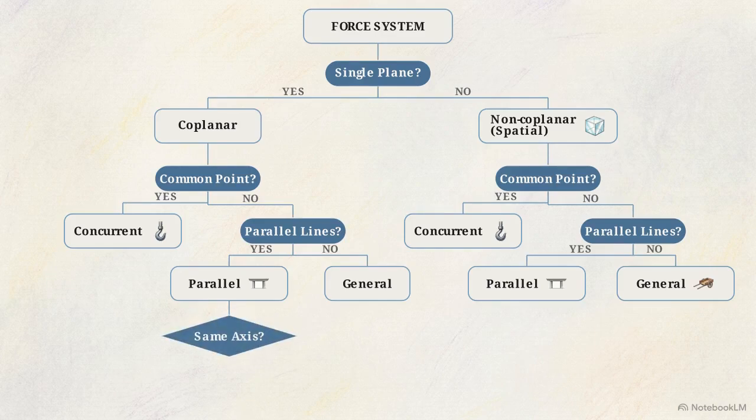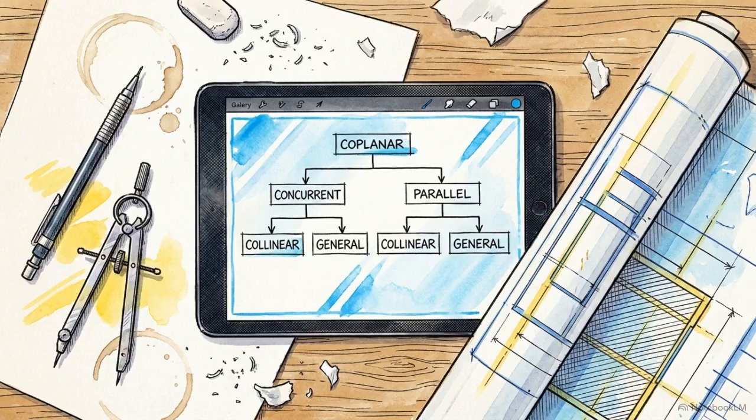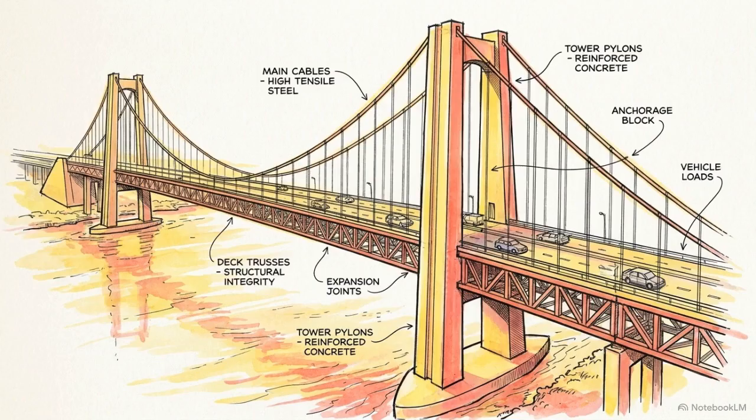And if they are parallel, ask one final question. Are they on the exact same line? If yes, they are collinear. Take a screenshot of this tree. Perfectly identifying the force system is the mandatory first step for calculating structural equilibrium. It is how you ensure machines operate safely and structures stay standing.